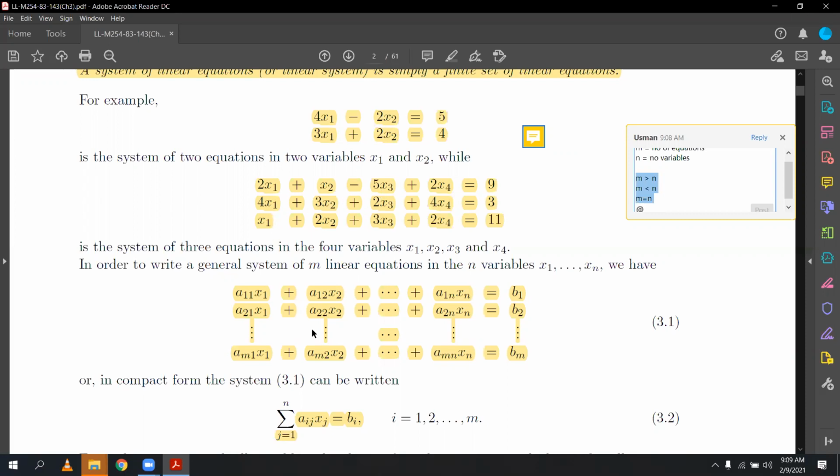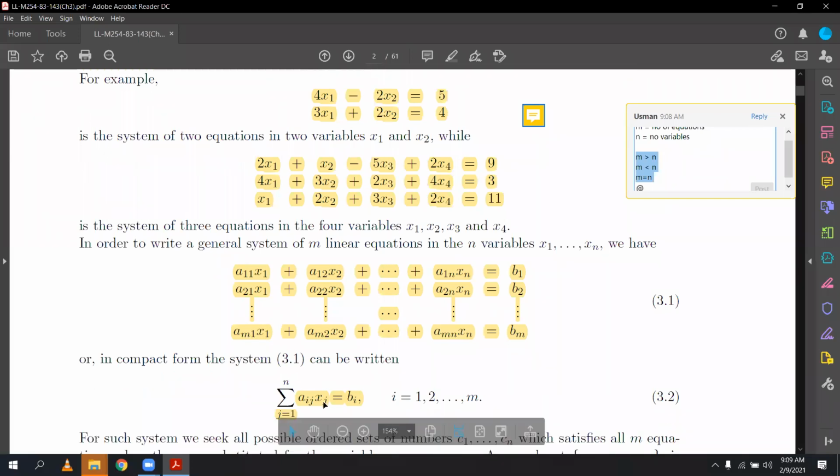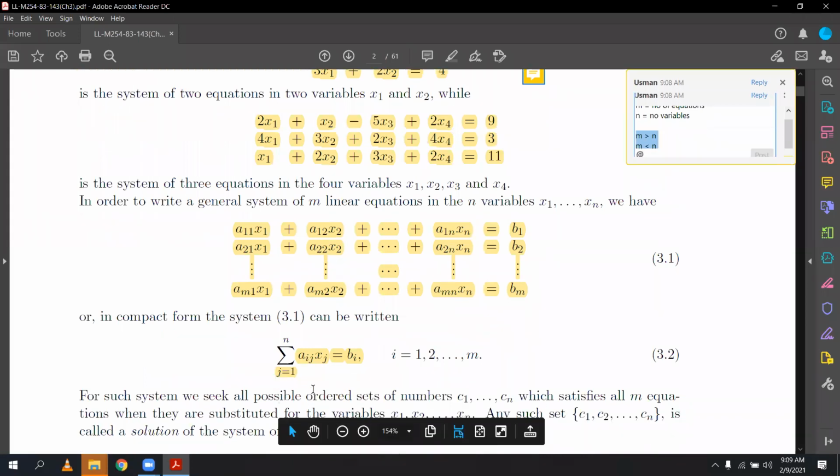And here in the generalized case, what you have is N unknown variables and M equations, and we don't know how many they are. This is the simplified form of the system. We write the shortcut for this system in the form of this one. This is a very short form we have here.